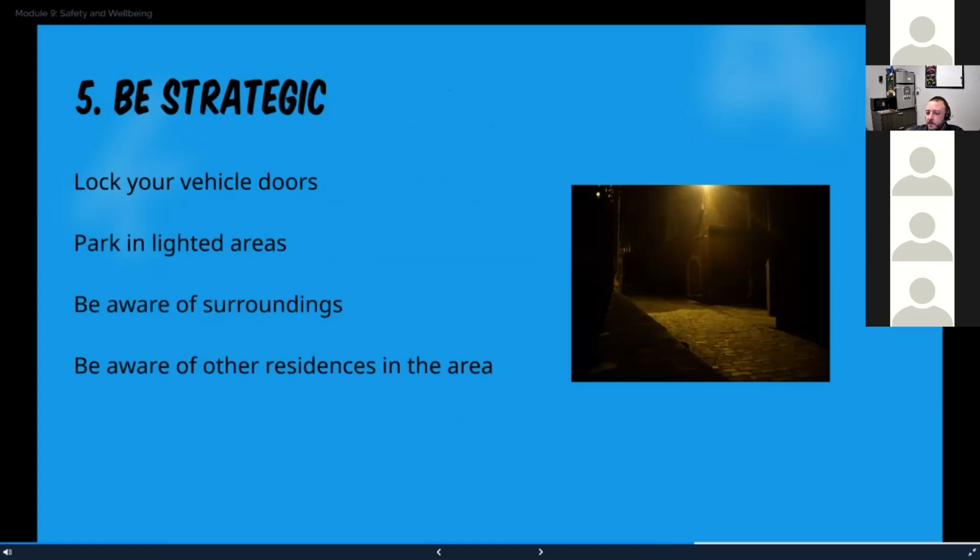Number five, be strategic. Lock your vehicle doors, park in lighted areas, be aware of your surroundings, be aware of other residents in the area. Especially in some cities where you don't know everybody, you can definitely get in some areas that you don't feel comfortable with. There's a couple of trailer parks in Payette that I probably wouldn't go to day-to-day, nor would I want to go by myself as a chems provider, but sometimes we have to. So just be aware of those situations.